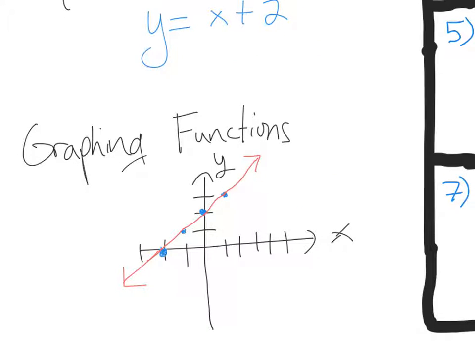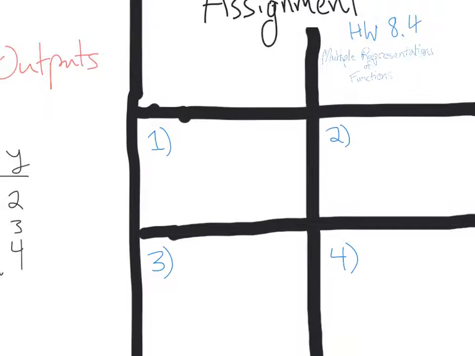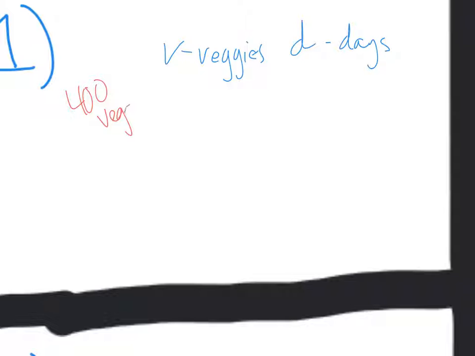So let's look at number 1 from the homework to kind of figure out what in the world's going on here. An African elephant eats 400 pounds of vegetation each day. First, write an equation: V, the number of pounds of vegetation an African elephant eats in D days. Okay, so this is the veggies. And the other important piece of information here is that the elephant eats 400 veggies every day.